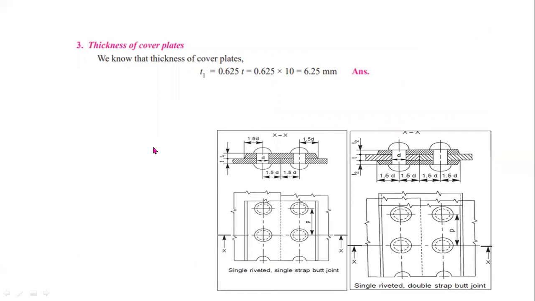In the third step, you have to design the thickness of the cover plates. Here from this diagram, you can observe T2. T2 is the thickness of the butt straps. For butt straps, you have to use this formula for determining the thickness of cover plates: T2 equal to 0.625 into T. So this is the thickness of the butt straps.